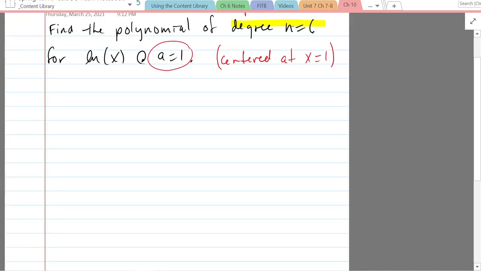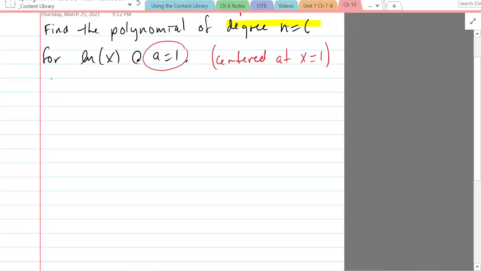All right, so we're going to do the same procedure. It's essentially the same procedure. So for f of x, that's natural log of x, and I need 6 derivatives this time. So I need the first derivative, the second derivative, the third derivative, the fourth derivative, the fifth derivative, and the 6th derivative.